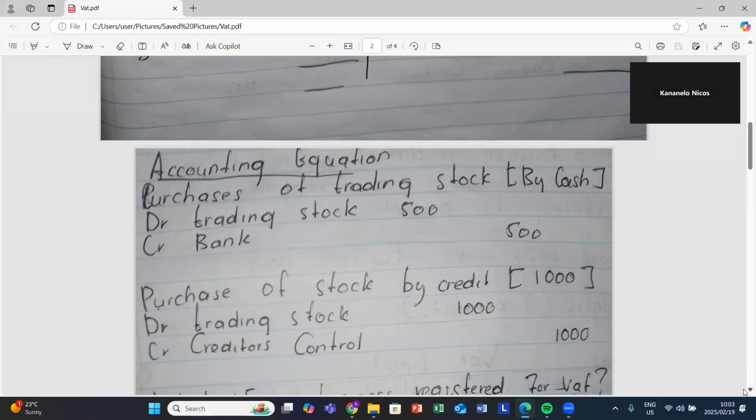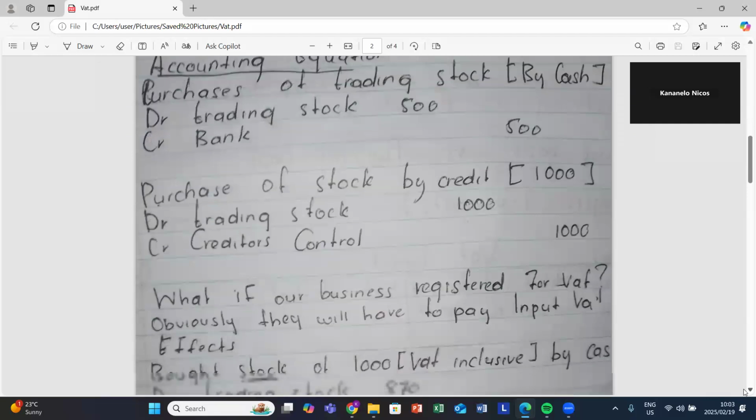But what if we bought our products on credit? If ever you had bought our products on credit, it was going to affect two ledger accounts. Debit trading stock, and in this situation, you'll credit creditors control since you bought the products on credit. Meaning when you're supposed to do your ledger accounts for trading stock, you're going to debit the 1,000 rand, and when you're dealing with the creditors control, you're going to credit 1,000 rand.